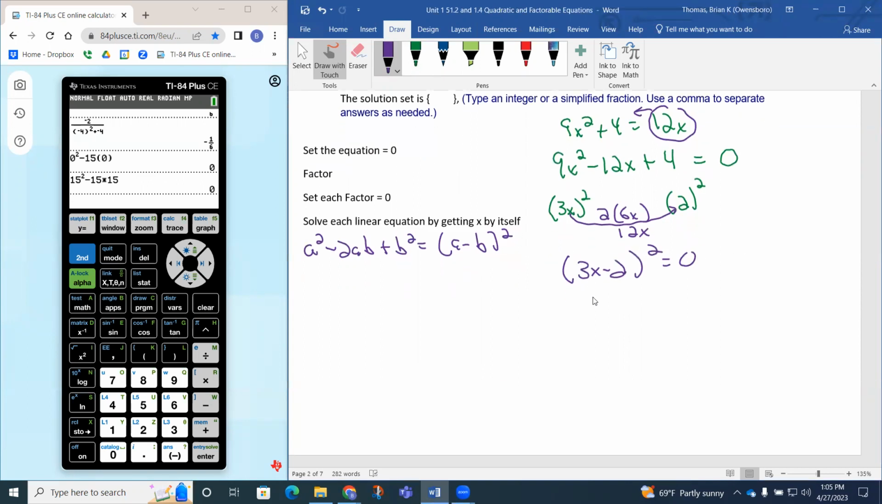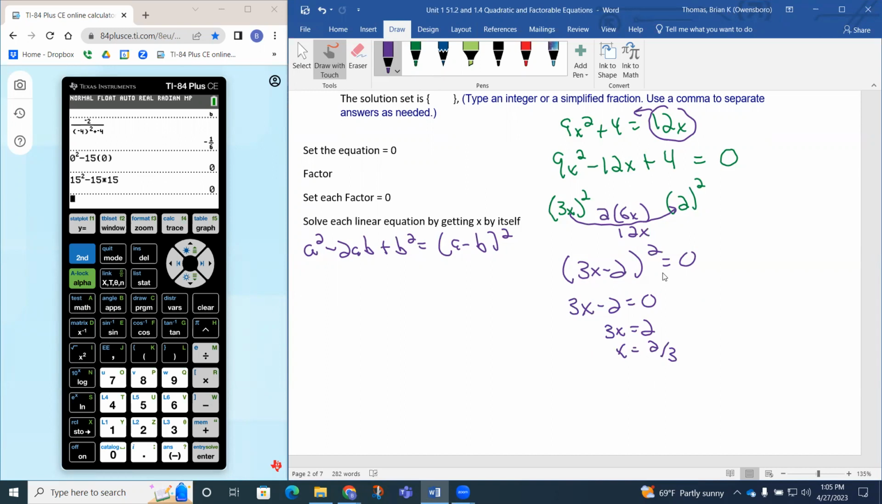Now, we set each factor equal to 0, so really there's only one factor, that's 3x minus 2. It just happens to be occurring twice. So what we do is we set the 3x minus 2 is equal to 0. Now to solve for x, the constant has to move to the other side. This becomes 3x equals 2. And then the 3, you have to divide both sides by 3. So the 3, when it goes over, is going to go underneath the 2 and make this a fraction. So 2/3 would be our solution.